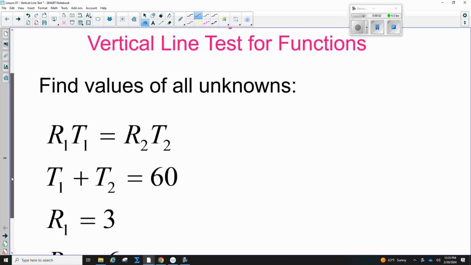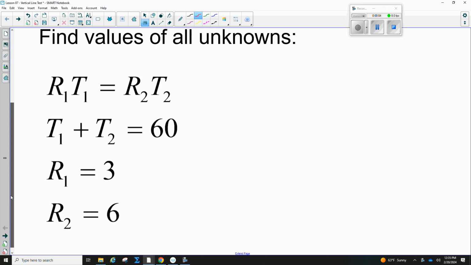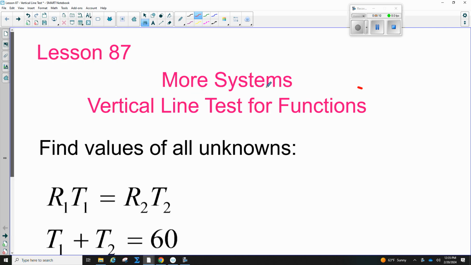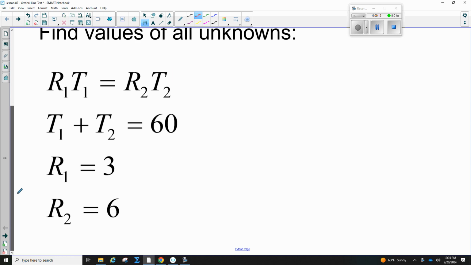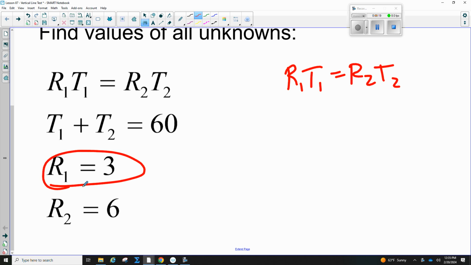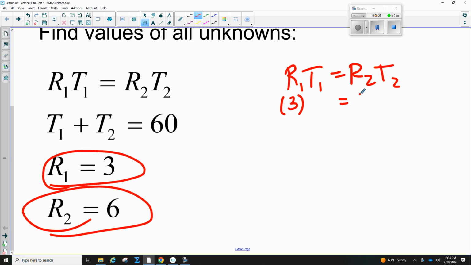Okay, go ahead and write this down. So anyways, we have our equation, and then we have T1 plus T2 equals 60, and then they tell us R1 is 3 and R2 is 6. Okay, so I would start by writing down R1 T1 equals R2 T2. And then I would plug these in, like R1 is 3. So underneath R1, I'm going to replace it with 3. R2 is 6. And so underneath R2, I'm going to plug in 6. Okay? Because that's what those are equal to.